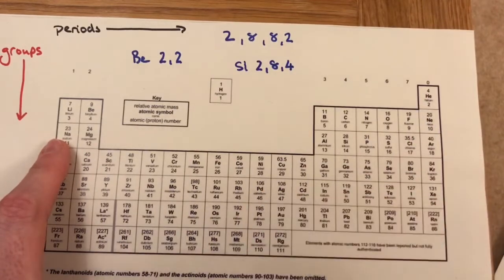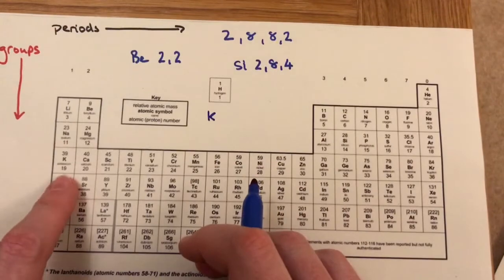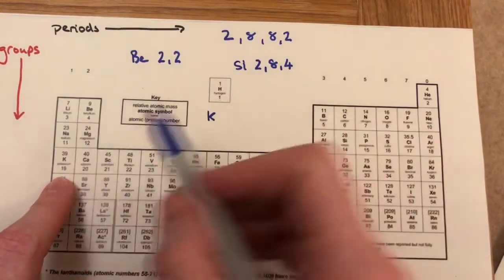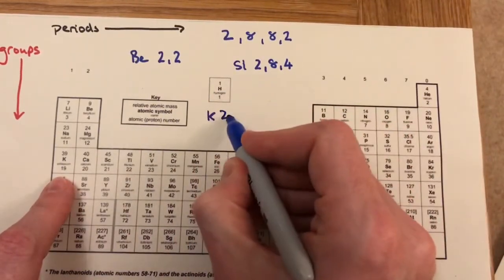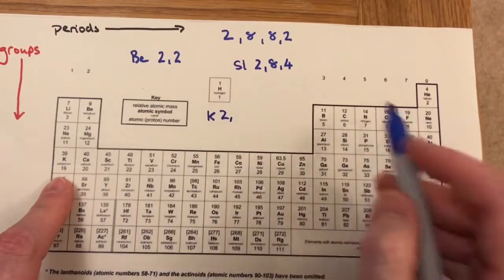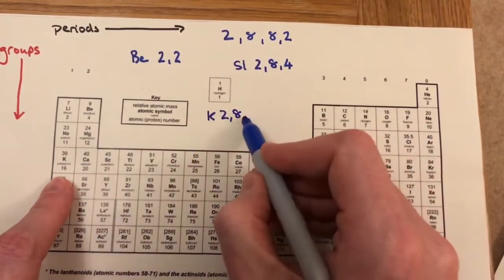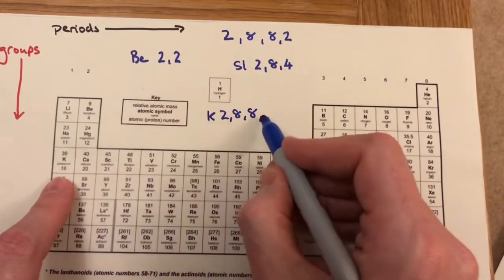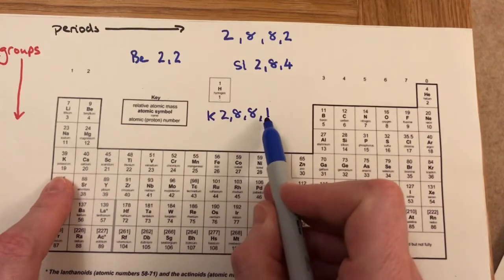I'll do one more. This one's a bit of a long one. We'll pick potassium. So potassium is way over here. So potassium, it says it's got 19. Let's do it the other way around. It's got 19, so therefore it's got 2 electrons in the first. Then it's going to have 8, because that's got to be full. Then it's going to have 8 to go across the third period. And now we stop here for 1. So it's got 1 electron in the outer energy level because it's in group 1. So we've got 2, 8, 8, 1, which makes 19.